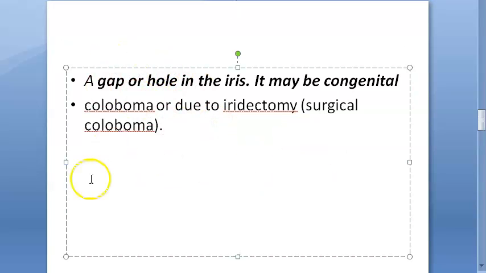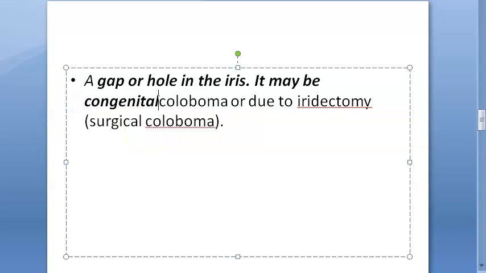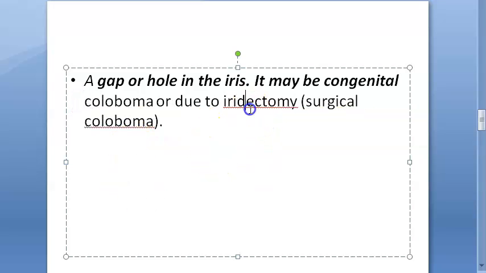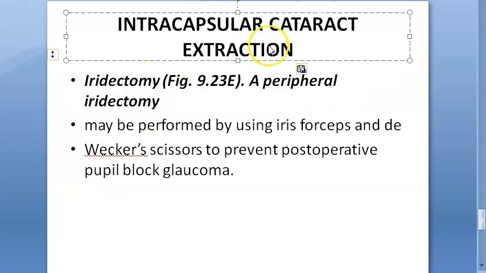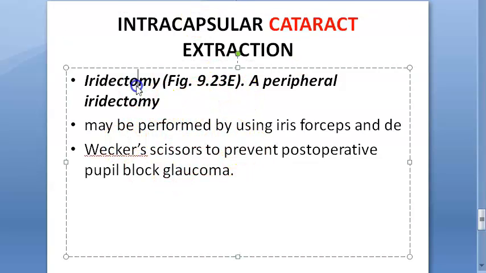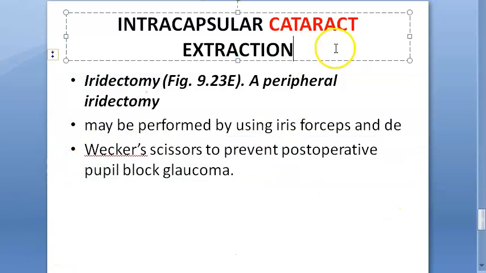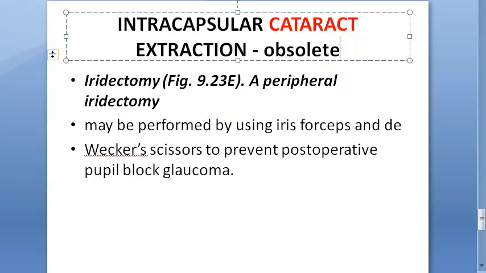A person who has a hole in the iris can have a congenital coloboma or a surgical coloboma, which is an iridectomy. When they are doing cataract extraction, they do this iridectomy to prevent post-operative pupil block glaucoma. This is along with the capsule, they are removing the lens, but this is an obsolete technique. And if I'm not wrong, they said in AFAK also they do this.